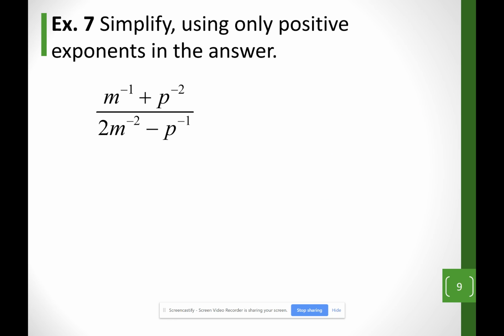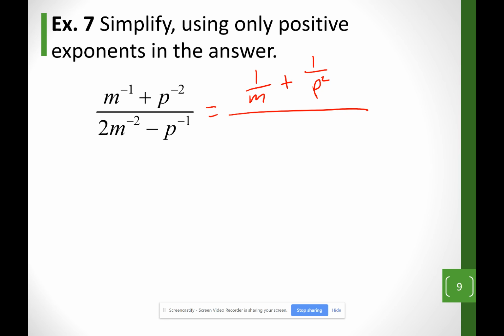Our negative exponents, all they are is a fraction. My m to the negative 1, I'm just going to write that as 1 over m. My m goes to the bottom of a fraction. That's what the negative exponent means. P to the negative 2, I'm going to call that 1 over p squared. Once again, my p is at the bottom of a fraction.